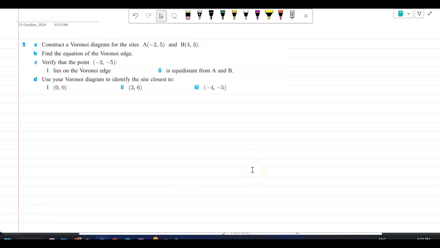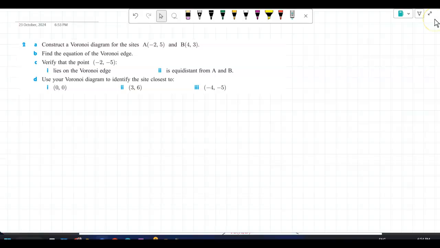Okay, construct a Voronoi diagram for the sites -2, 5 and 4, 3. Now, how do you construct a Voronoi diagram? I'm using square paper now. I'll just do this quickly. I'll draw the axes and make a rough sketch. You can do this on your graph paper.